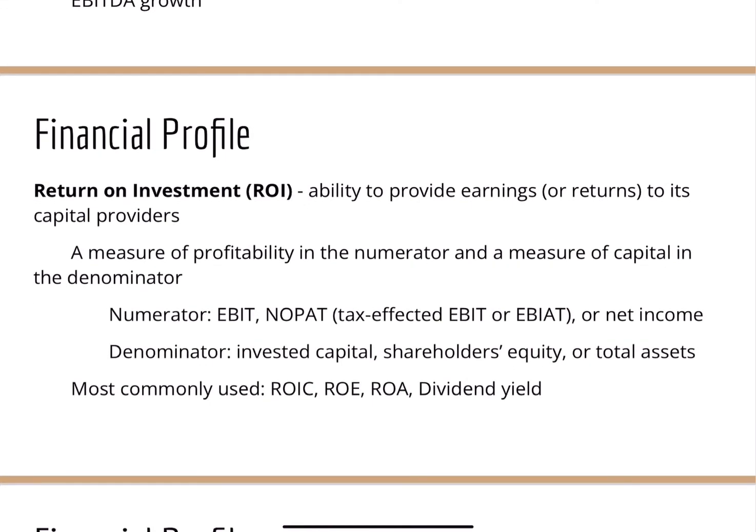The next is the ROI, return on investment. It means the ability to provide earnings or return to its capital providers. It usually has a measure of profitability in the numerator and a measure of capital in the denominator. Some measures of profitability can be EBIT, NOPAT, which means net operating profit after tax, and we also sometimes call it tax-effected EBIT or EBIAT. EBIAT means earnings before interest after tax, or net income can be the numerator. The measure of capital for the denominator can be invested capital, shareholder equity, and total assets. Here are some of the most commonly used ratios: ROIC is return on invested capital, ROE is return on equity, ROA is return on assets, and dividend yield.